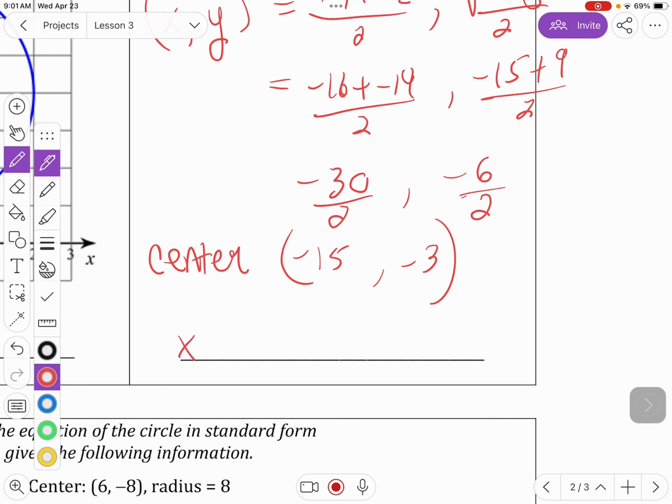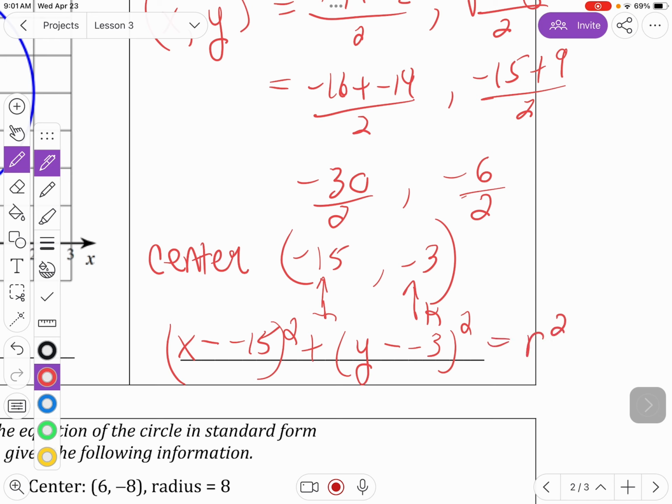Now that's great, and I can start my equation. So let's start the equation. x minus -15, because this is my h value, and this is my k value. So I can put that in here like this, plus y minus -3 squared equals the radius squared. And so you can see I'm still missing something. I'm missing the radius. So how do I find the radius?